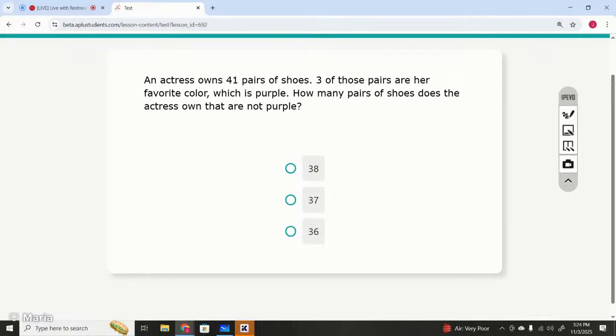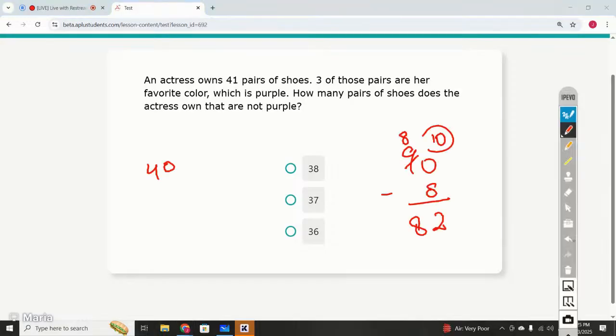An actress owns 41 pairs of shoes. 3 of those pairs are her favorite color, which is purple. How many pairs of shoes does the actress own that are not purple? So 41 minus 3.